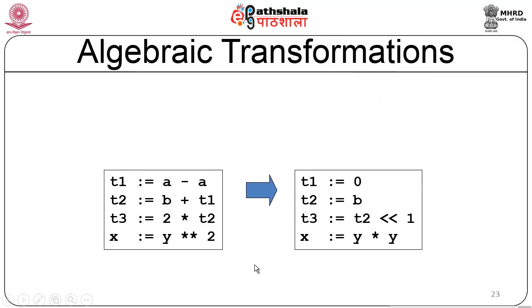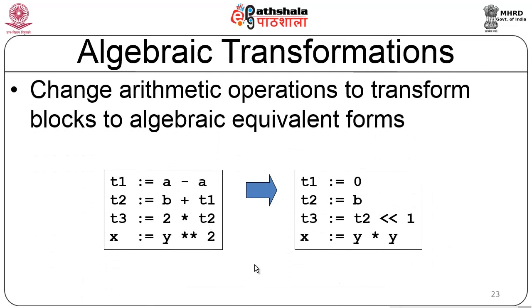The next type of transformation is called algebraic transformation, which uses mathematical identities to perform some equivalence transformations. So, for example, T1 is equal to A minus A. Definitely we know it is going to be 0. So, I can simply say T1 equal to 0 directly rather than doing a computation here. Then T2 is equal to B plus T1. Since T1 itself is 0, I can simply say T2 is equal to B. And then T3 equal to 2 into T2.